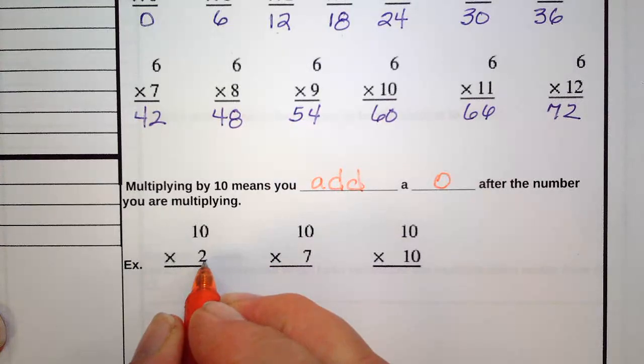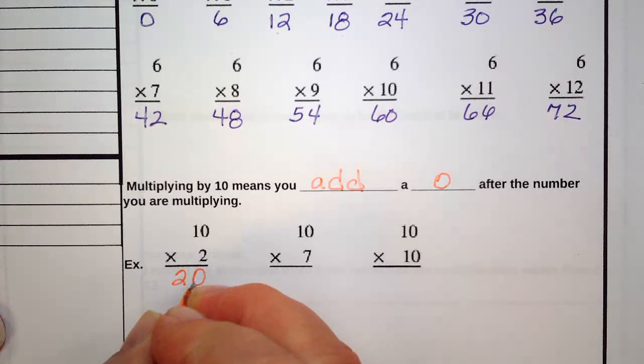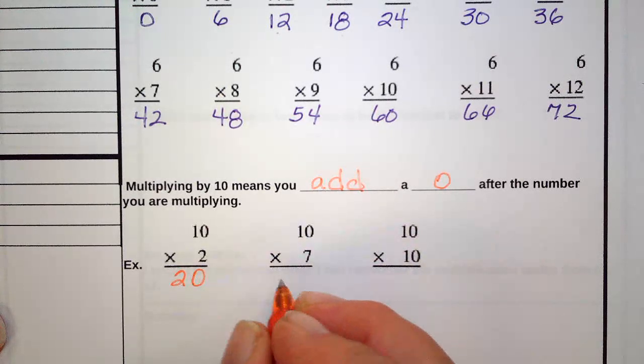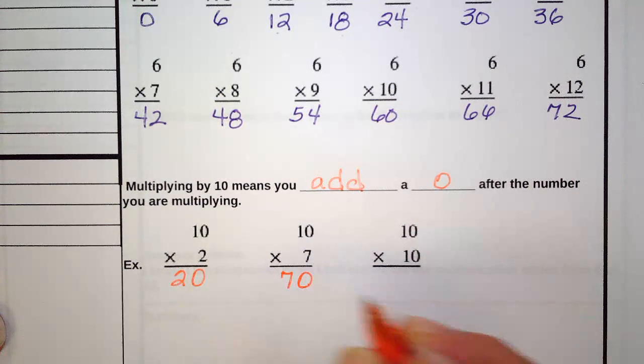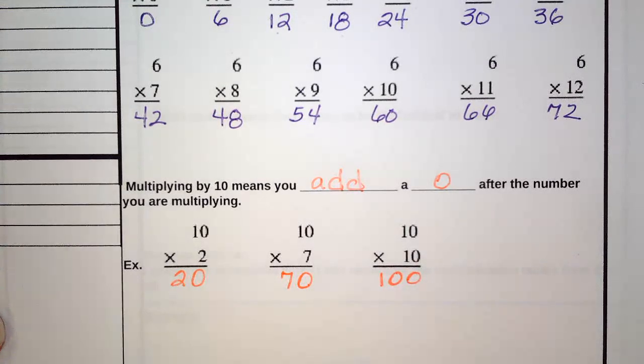So I'm multiplying by 2, 10 times 2. So I have that 2, and then I add a 0 on the end. 10 times 7. I've got the 7. Then I add a 0 on the end. 10 times 10. I've got the 10, and then I add a 0 on the end. 10 times 10 is 100, 10 times 7 is 70, 10 times 2 is 20.